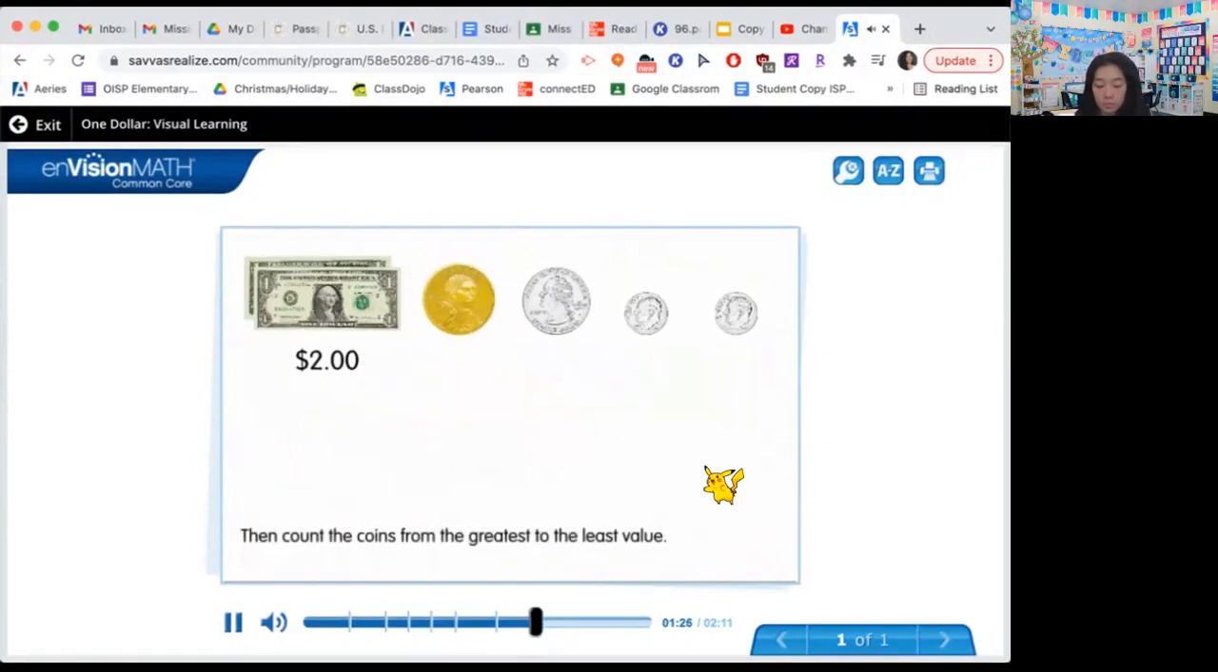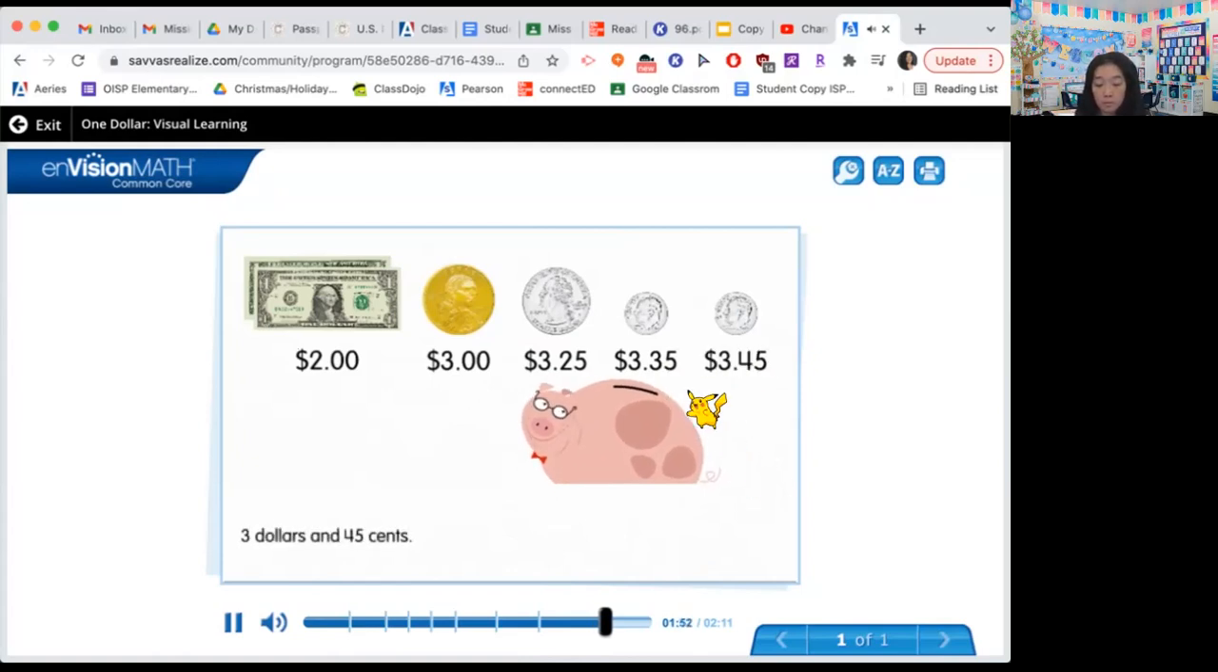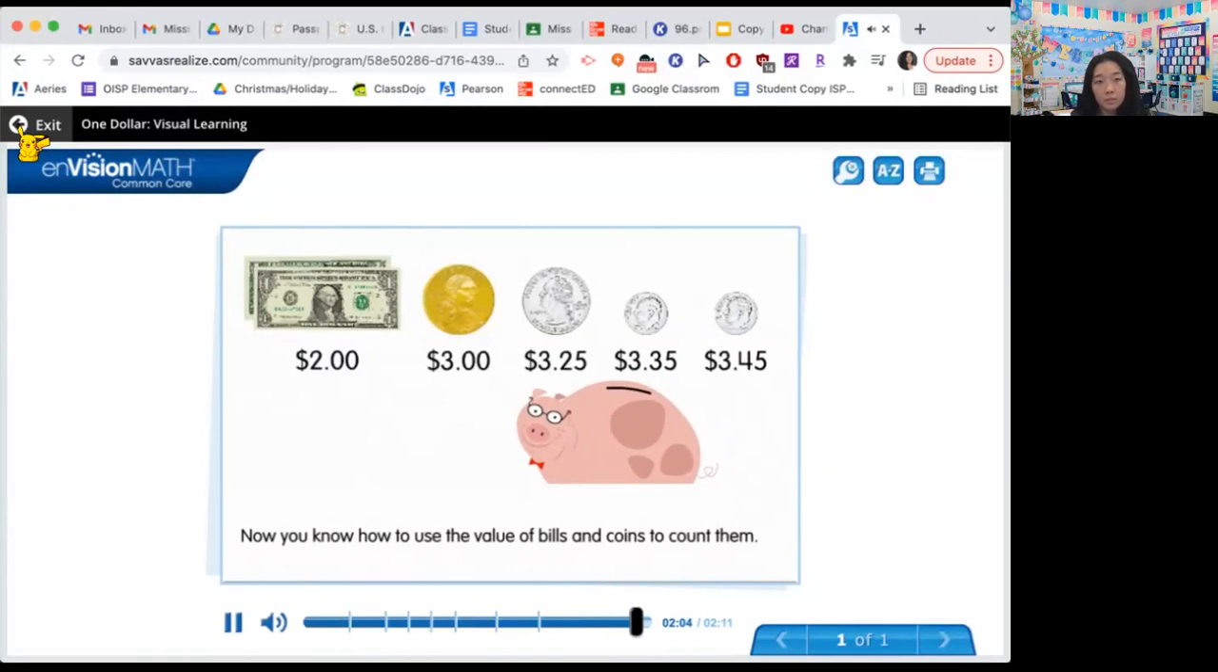Then count the coins from the greatest to the least value. Write the dollar sign each time. Write the decimal point each time. Let's continue counting. $3, $3.25, $3.35, $3.45. When you read this, you said the word "and" to separate the dollars from the cents. Now you know how to use the value of bills and coins to count them.